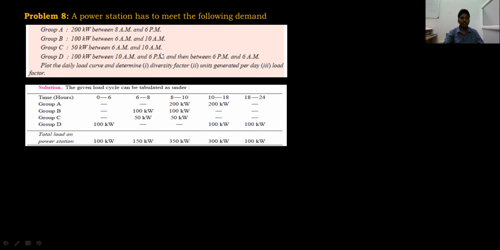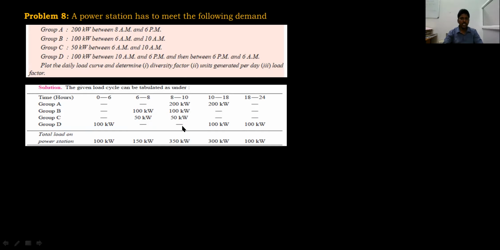In the same way, 18 to 24 hours, we need to verify. These three are not there between that slot, and this is there. Therefore, I have mentioned here what are the loads between those slots present. So total load between 0 to 6 is 100 kilowatts. In the same way, 6 to 8, what are the total loads, total demand of the station? Is between A, B, C, D, who are there, we have to mention. Here, 150 kilowatts is there between 6 to 8.